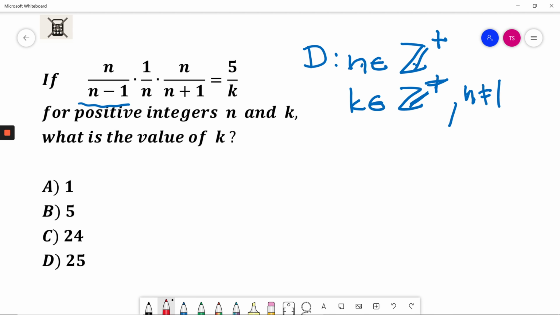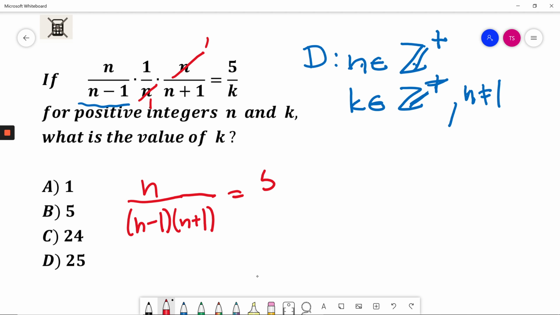Now, I can simplify because I have n in the numerator and n in the denominator, so n divided by n is just 1. This is 1 and this is 1. So my next step will be when I multiply fractions. When I multiply numerators, n times 1 is just n, and denominators I will have n minus 1 times n plus 1. And this is equal to 5 divided by k.